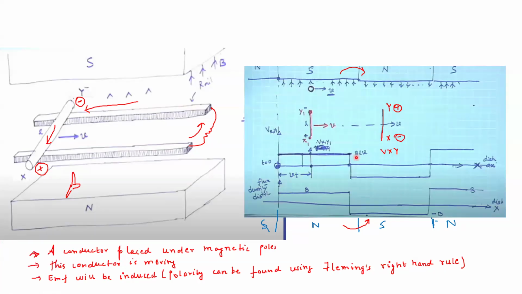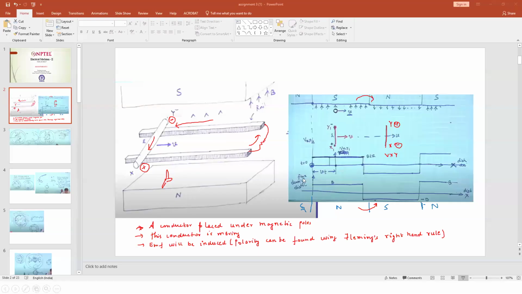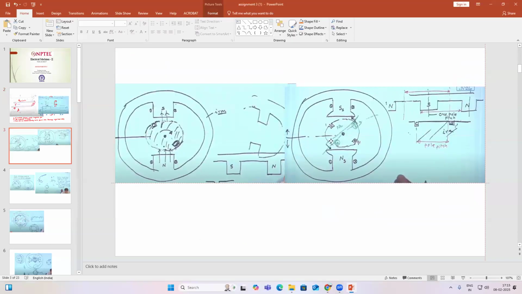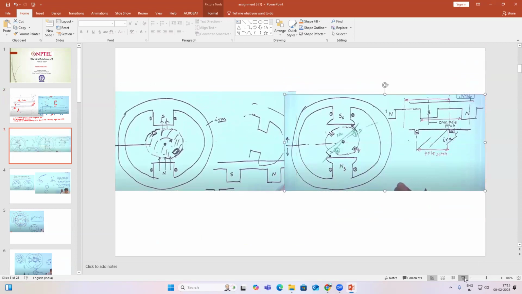So this is what is happening. Here you can see that if we move in this direction, this polarity changes like this. Now, as pointed out by Abhitej, we will be seeing how we can extend this discussion to the actual machines. Okay, so let me bring this down.